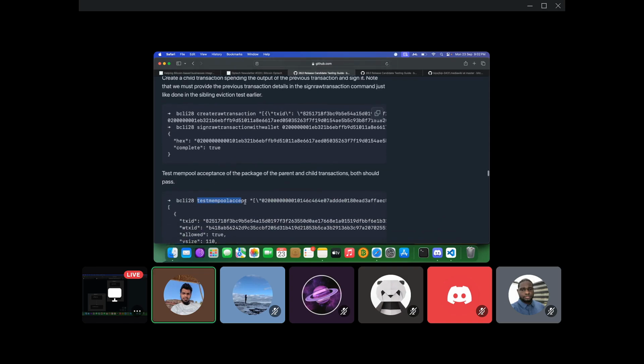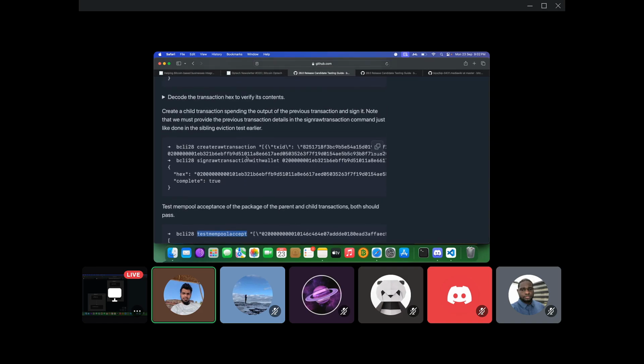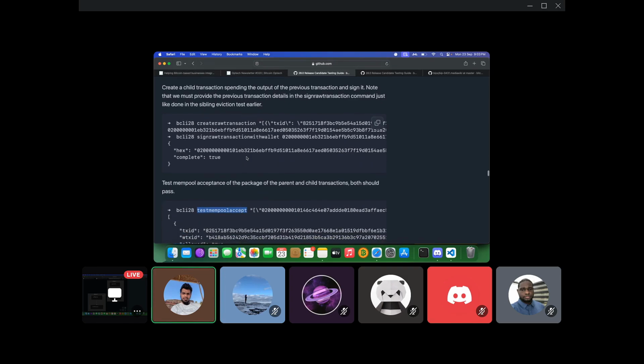Then you test mempool accept. Then you test whether this package is eligible to enter the mempool. Up till now, we're familiar with the concept of sending individual transactions to the mempool. But now we have to familiarize ourselves with the concept of sending packages to the mempool. So how do we do that? We use this command test mempool accept, and we pass the relevant information to it.